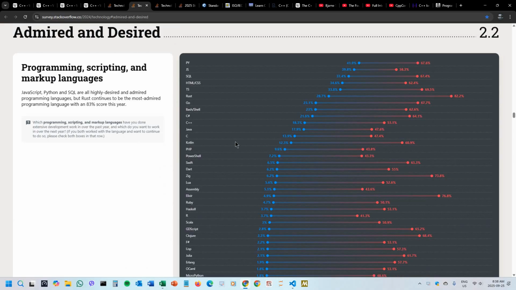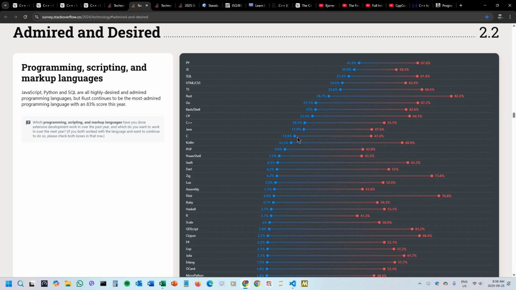Here you can see admired and desired. This one, relatively speaking, it's interesting because we've spoken a bit before about these ones which have a very wide desired to admired, almost like a chasm.